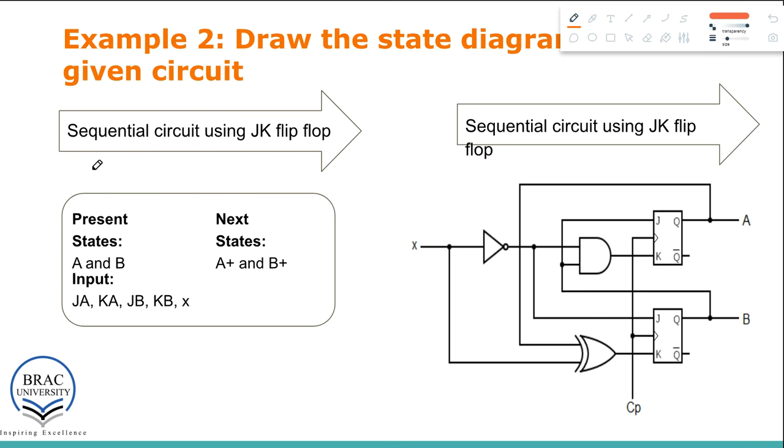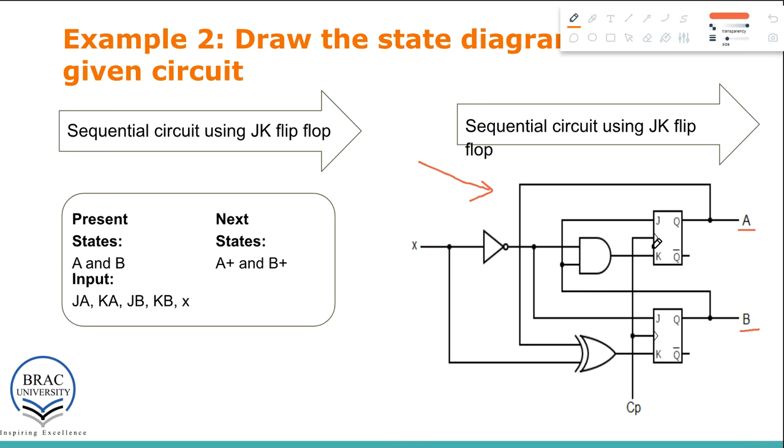This is another example of building a state diagram from a circuit diagram. This is the circuit, and you can see that in this circuit we did not use a D flip-flop, we are using a JK flip-flop here. Just like the previous one, we need to find the present state, next state, input and output. Since we are using two flip-flops, there will be two separate states, with the variables A and B. So the states would be A and B, and the next states would be A plus and B plus.